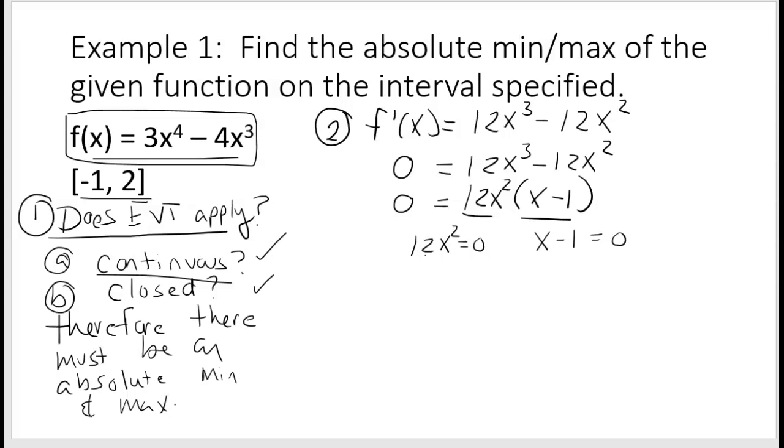Here, if I divide by 12 and then take the square root, I'm going to end up with 0. So there's one critical value. And then if I add 1 on both sides, I get 1. And there's another critical value. So these are some critical values right here. All right? That's step two.